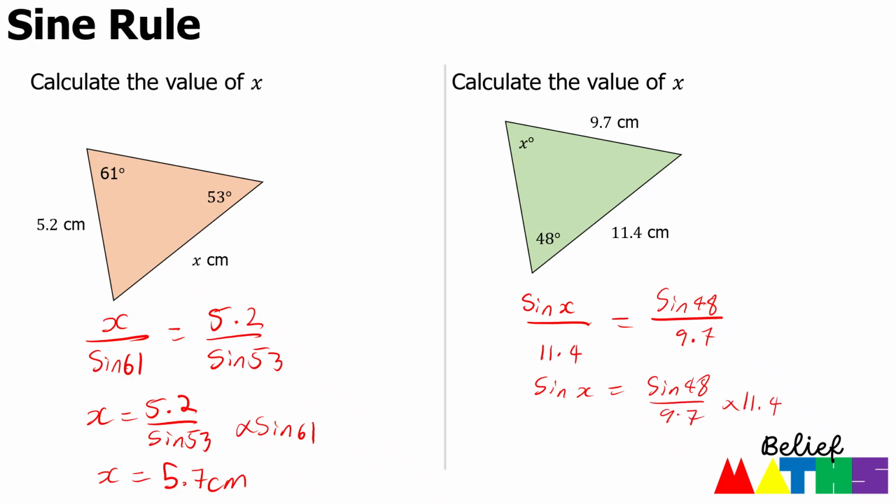Now the last step, because we're finding an angle, to get x on its own, we do sine inverse. So we have x is equal to sine inverse of sine 48 over 9.7 times 11.4. And we can put all of that into our calculator in one go. And again, this is why it's important to always use your own calculator and be comfortable with what your calculator can do, because it just makes these calculations that little bit quicker for you. So times 11.4, and that gives us our final answer of 60.85 or 61 degrees. So that's how we do the sine rule.